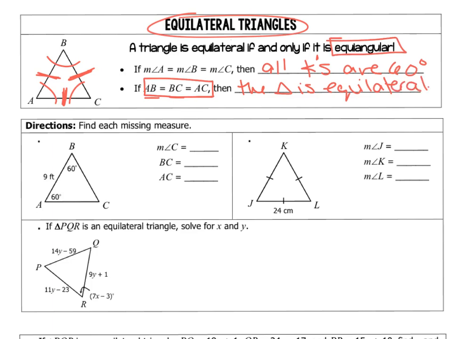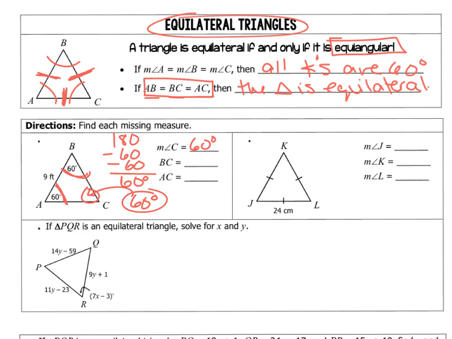All right. So let's take a look at some practice problems. So we're going to find the measure of each missing angle. So if I know that this is 60 degrees and this is 60 degrees, I know for a fact this is also 60 degrees. Because if I were to do the math, 180 minus 60 minus 60, because I'm subtracting out these two angles, I will end up getting 60 degrees, which is right here. So measure of angle C we know is 60 degrees.